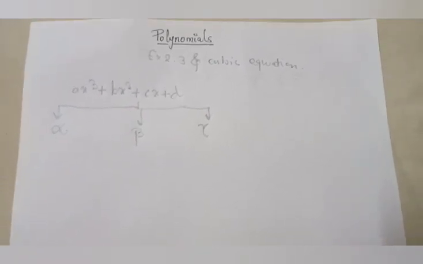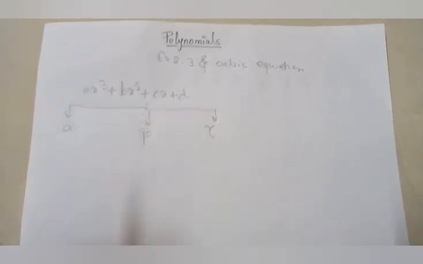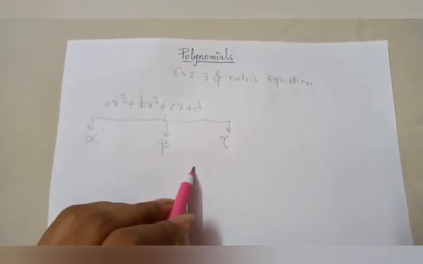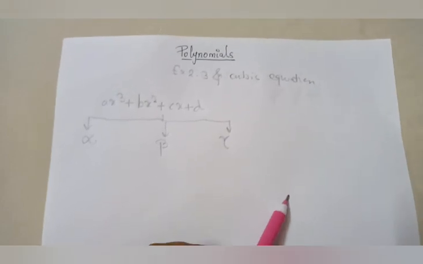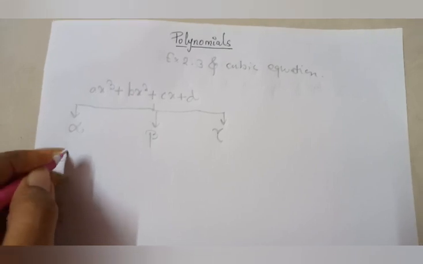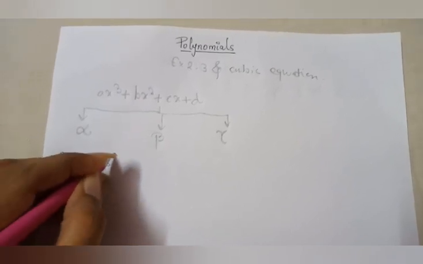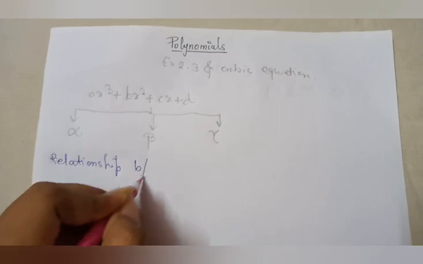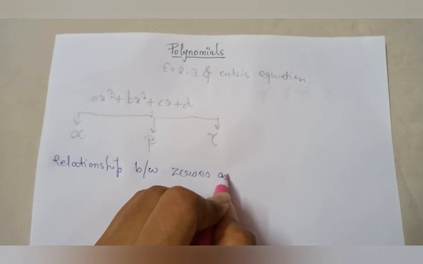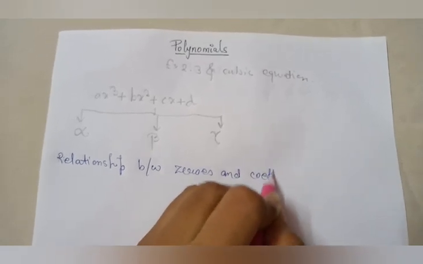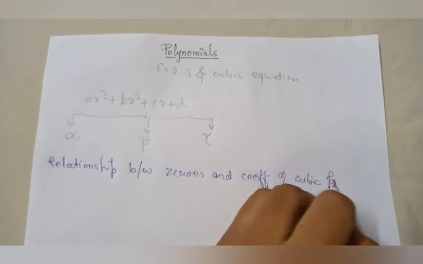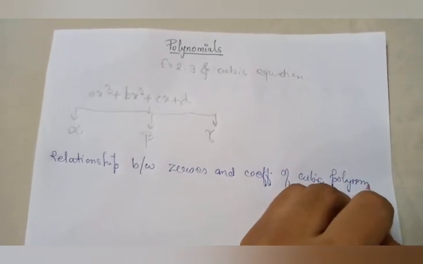Now as you all know, we found the relationship between the zeros and the coefficients of the quadratic equation. Now we will do the same. We'll find the relationship between zeros and coefficients of a cubic polynomial, for a cubic equation.